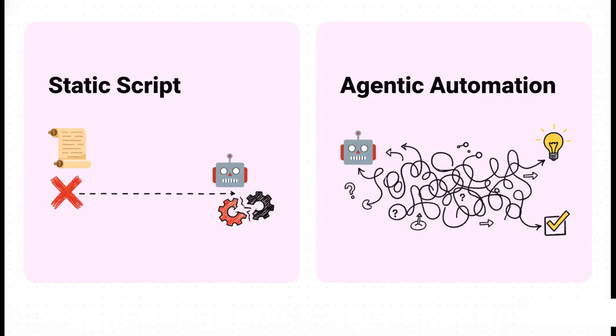And this comparison really lays it all out. A static script, it's like a train on a track. If there's a problem on the track, it just stops dead. It needs you, a human, to fix it. But agentic automation, it understands what you're trying to do. It can figure out detours. It can handle the messiness of real-world coding, and that makes it way, way more powerful.